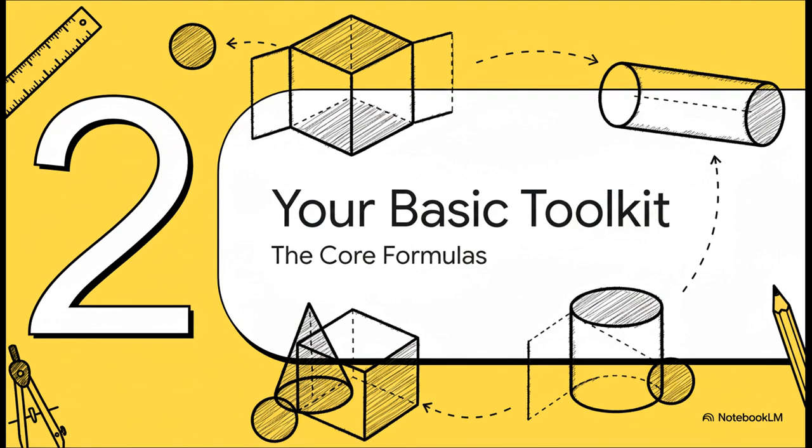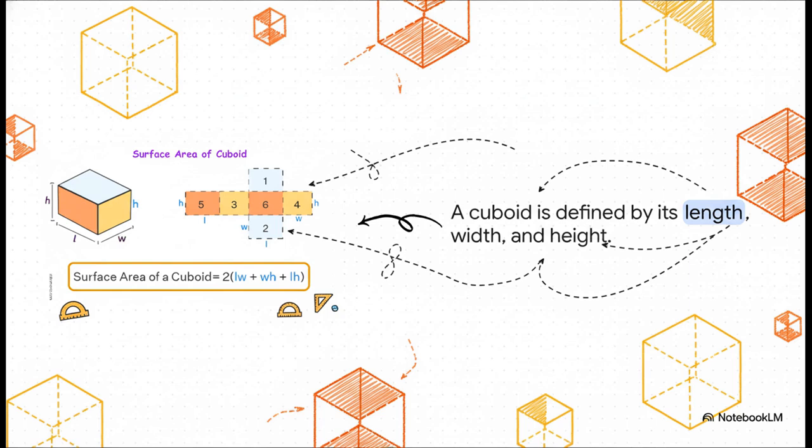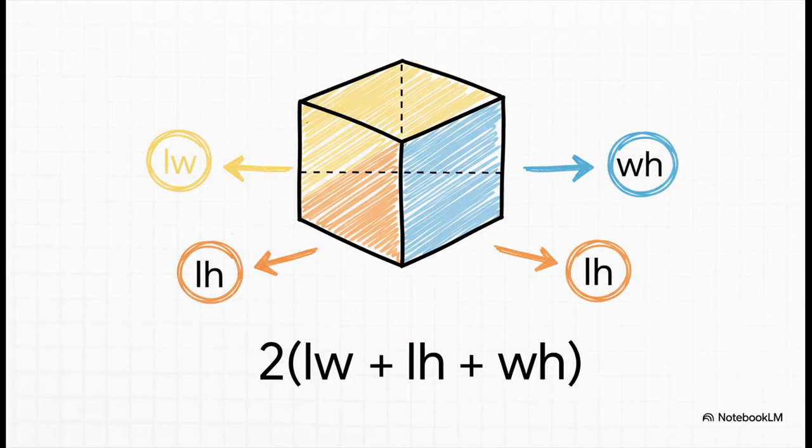Okay, now that we've got the whole unfolding idea down, it's time to build our toolkit. Let's get these core formulas locked in for the most common shapes you're going to run into. First up, the classic rectangular box, or cuboid. It's all about 3 key measurements, right? Its length, its width, and its height. Now, the formula might look a little intense at first, but it's really just doing what we did with the net, but with math. It finds the area of the front, adds it to the area of the top, and adds that to the area of the side. Then it just multiplies that whole thing by 2, because every face has an identical twin on the opposite side.